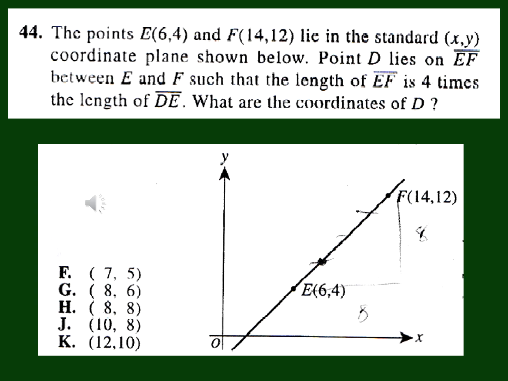So now what I've got to do is find a point on the line where the distance to E is going to end up being a fourth as much as the distance to F. Basically, that means I've got to go over a fourth of the way and up a fourth of the way. Well, a fourth of 8 is 2. And if I take 6 plus 2, I end up getting 8. If I take 4 plus 2, I end up getting 6. And that's why our answer has to be 8, 6, which ends up being G.